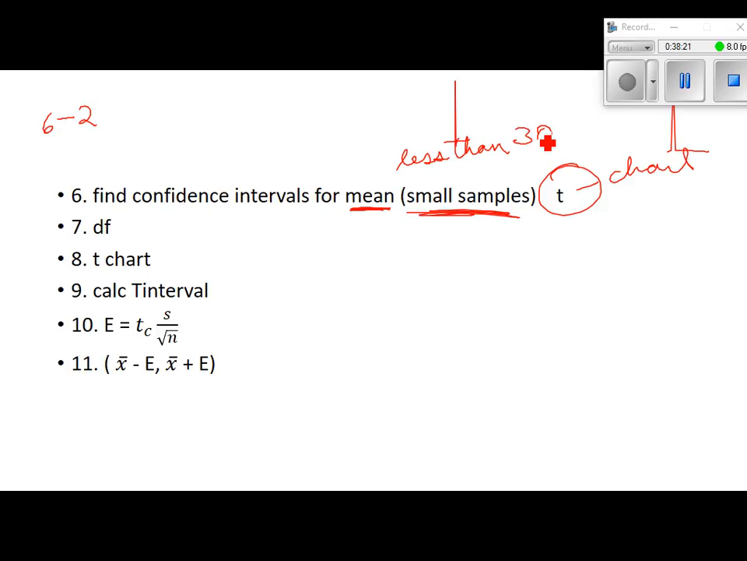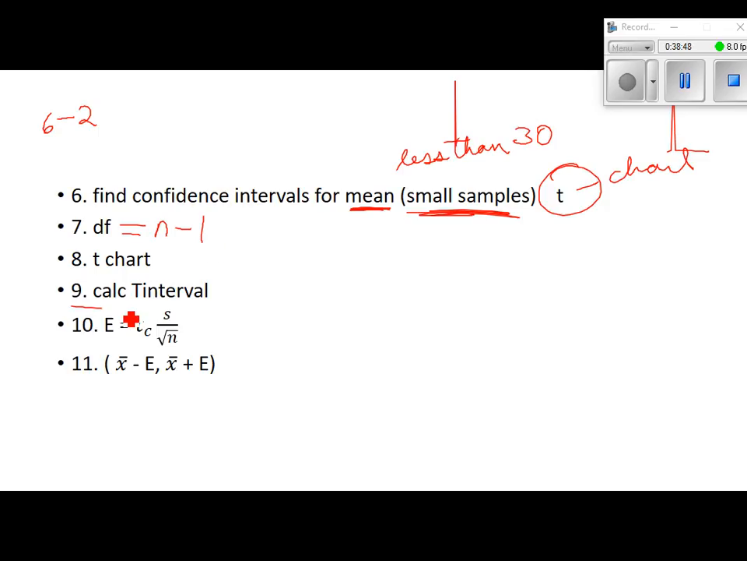That goes back to what we were talking about at the start of class. Who do I wanna talk to? How do you find DF? N minus 1. N minus 1. Every time you're using the T-charts, and for the last section, you gotta find that DF right off the bat.